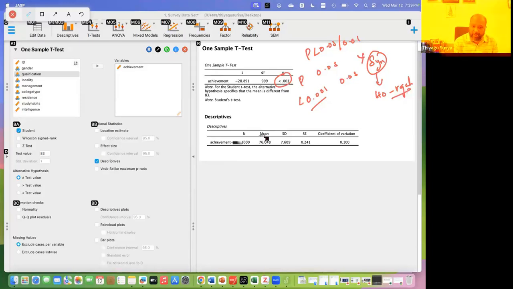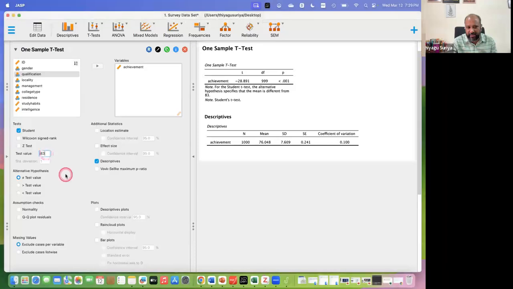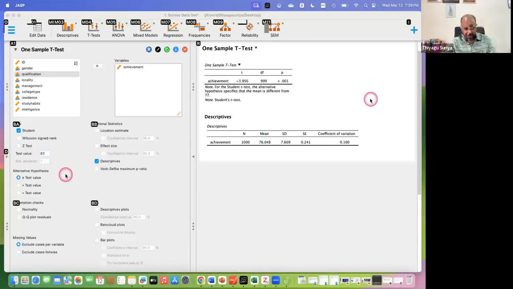Suppose, just to give an example, my population mean is 77 and my sample mean is 76. Can we check whether the result changes? Where can you change the 77? In the test value. Instead of 83, you can put 77. Now we can see whether 77 is significant or not. Yes, it is significant.